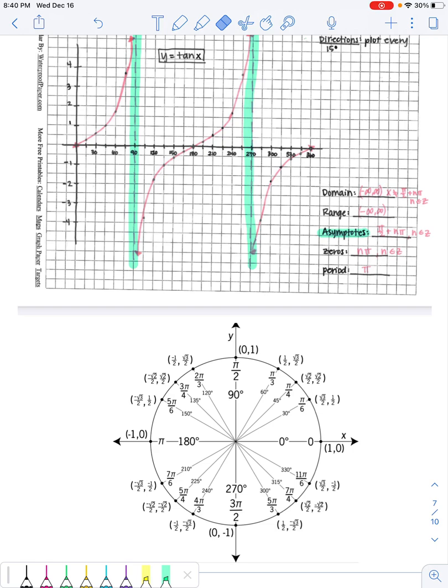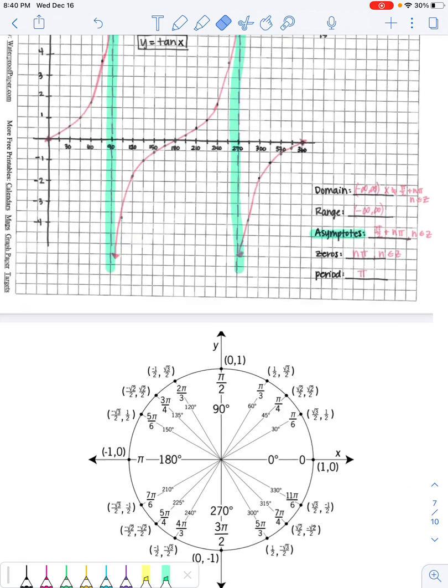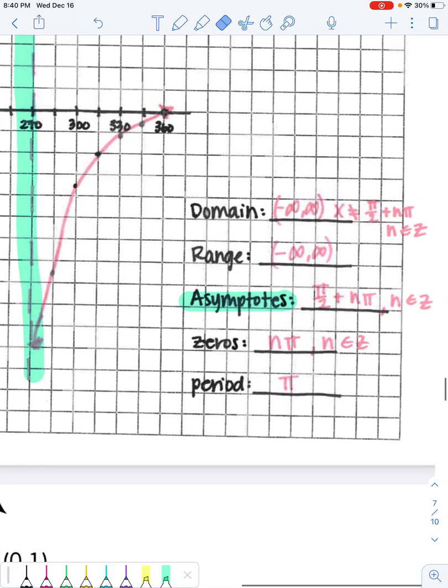Domain and range. Domain, this is an interesting one. The domain can be all real numbers except for those values at the asymptotes. You'll notice x cannot equal pi over 2 plus n pi, where n is in the set of integers. If you've never seen that notation before, this symbol, I think it's called epsilon. Like I said in class the other day, I'm not very good at remembering my Greek letters or the names of them, but this is kind of like an E or a C with a line through it. That is a Greek symbol, and that means "in the set of," okay?